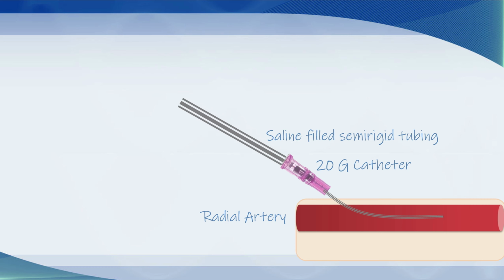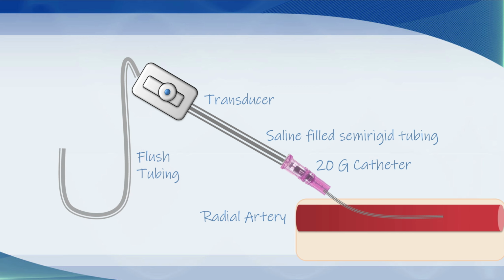Let's have a look at this in a little bit more detail. This is the radial artery with a 20 gauge catheter placed in it. Attached to that is a saline-filled semi-rigid tube that connects to a mechanoelectrical transducer. To keep this system patent, it has to be continuously flushed.